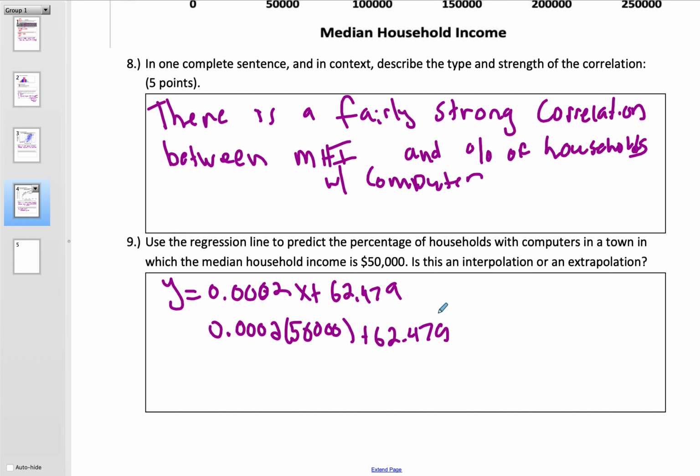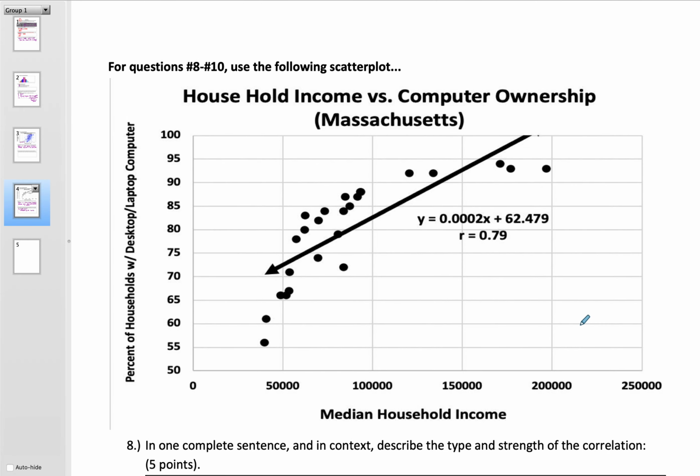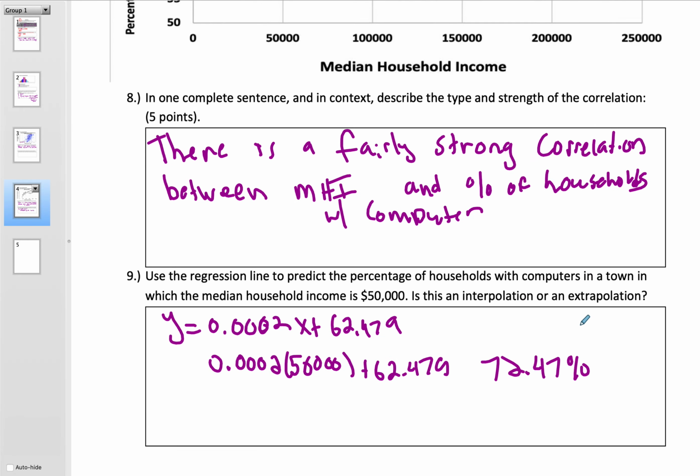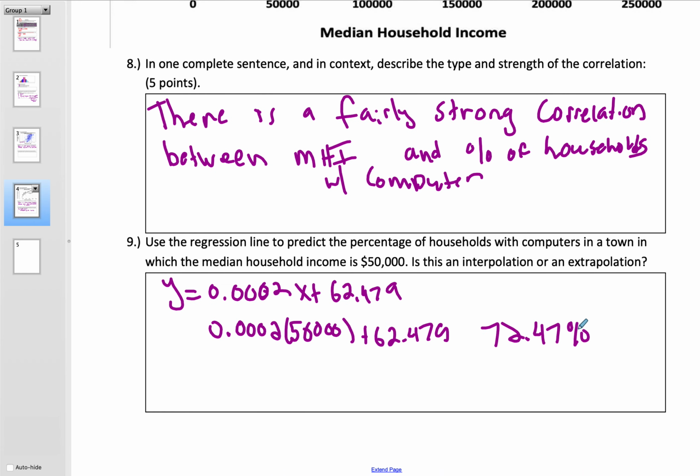Okay, I'm going to do some on the calculator. 0.0002 times 50,000 plus 62.479. And I get about 72.47. So about 72% of households have a computer. So if you think about it, if the median household income is 50,000, that could present some pretty significant challenges for individuals right now who might need to do a lot of learning at home. All right, so that's something you might want to think about.